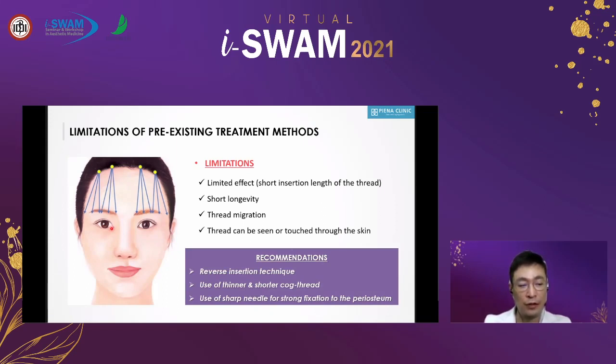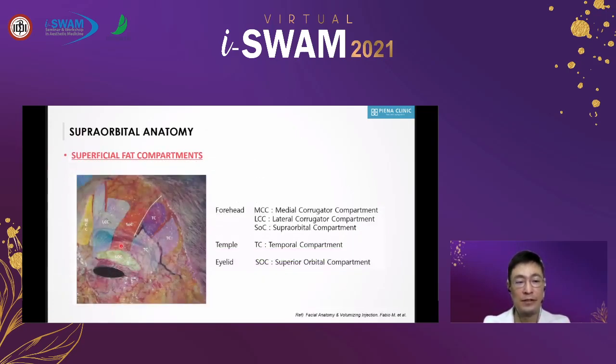If you are an expert, you can use a sharp needle rather than a blunt cannula because it can provide a more secure fixation, since it can fix the thread into the periosteum around here. But there could be some bleeding and hematoma, and you can prevent it by injecting epinephrine before inserting the thread.